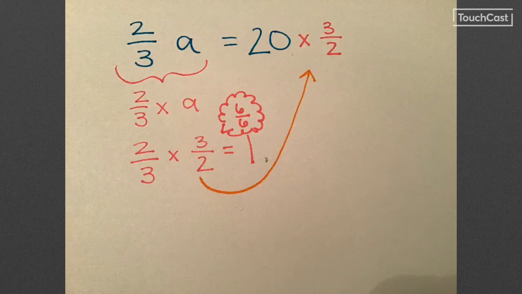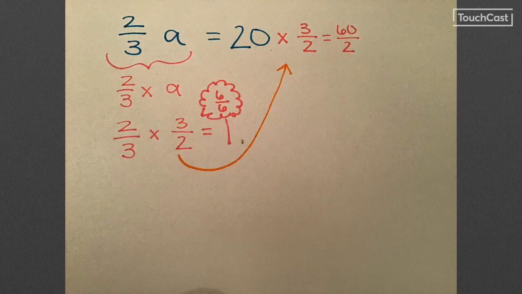Now remember, when we multiply a whole number by a fraction, we need to make our whole number a fraction. And we do this by writing it over 1. And then we can do top times top and bottom times bottom. Pause the video here to figure out what the answer is before continuing.